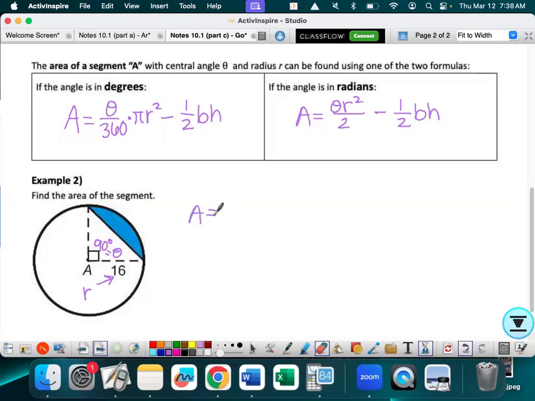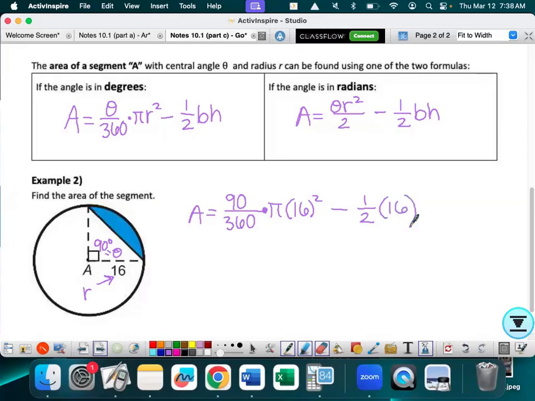A equals theta, or 90, divided by 360. I'm not going to put the degree symbol in my calculator. Times pi radius squared. Then we're going to subtract the area of our triangle. 1/2. What is the base length of our triangle that we see in this diagram? 16. Yep, that would be this length here, 16.